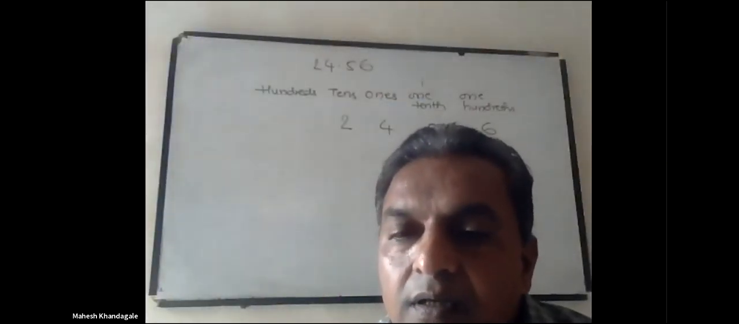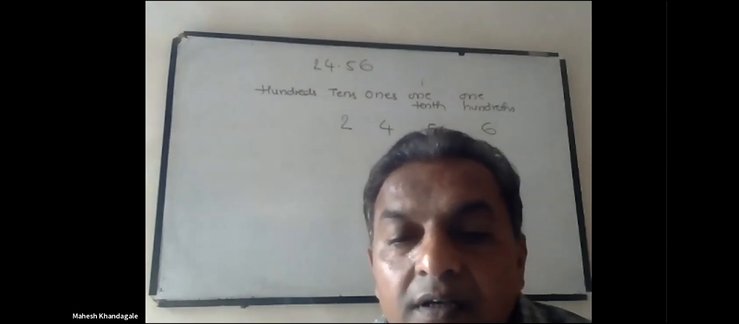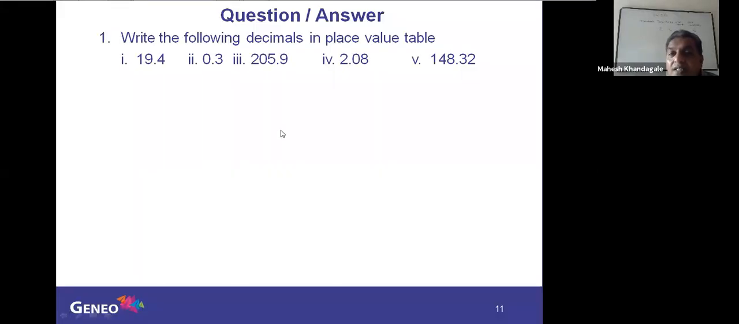So, can you give me the answers? You can post your answers, okay, in Q&A using the Q&A button. So which numbers are there? 19.4, 0.3, 205.9, 2.09, 148.32. Okay. So write it please.